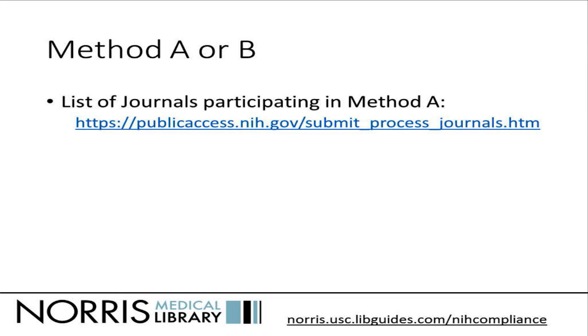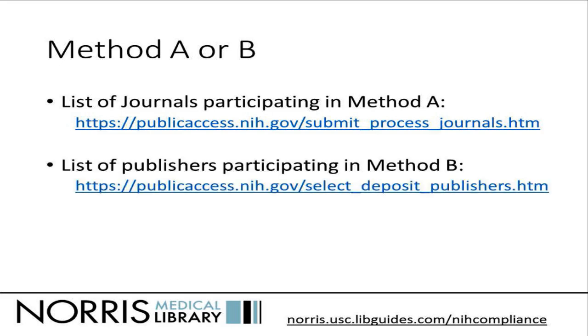The NIH maintains a list of journals participating in method A. This can be found on the publicaccess.nih.gov website. The NIH maintains a list of publishers who participate in method B, and this is also available on the publicaccess.nih.gov website.